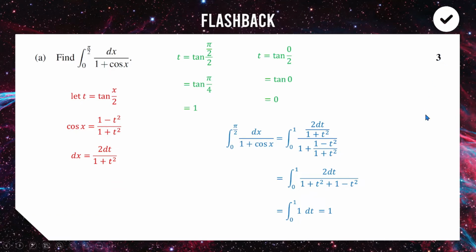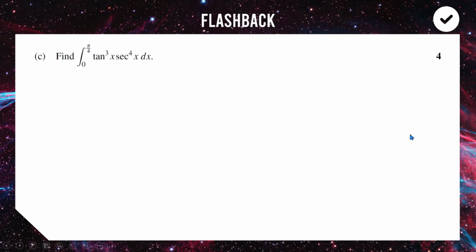I plagiarized these from some random trial paper that I can't remember, but they are not HSC questions, they're HSC style. For the next one, 4 marks, integrating between 0 and pi on 4, we've got tan cubed x times sec to the power of 4 x. So straight away when I see an integral like this, I keep in the back of my mind that, hang on, sec squared is the derivative of tan. So if I can somehow turn this into an integral involving a function of tan multiplied by sec squared, I can apply a substitution that's going to make things a lot simpler.